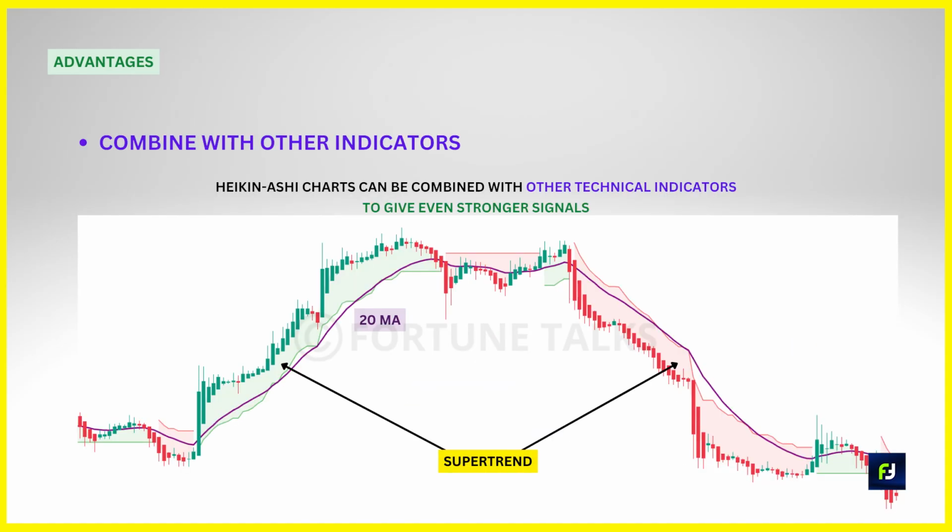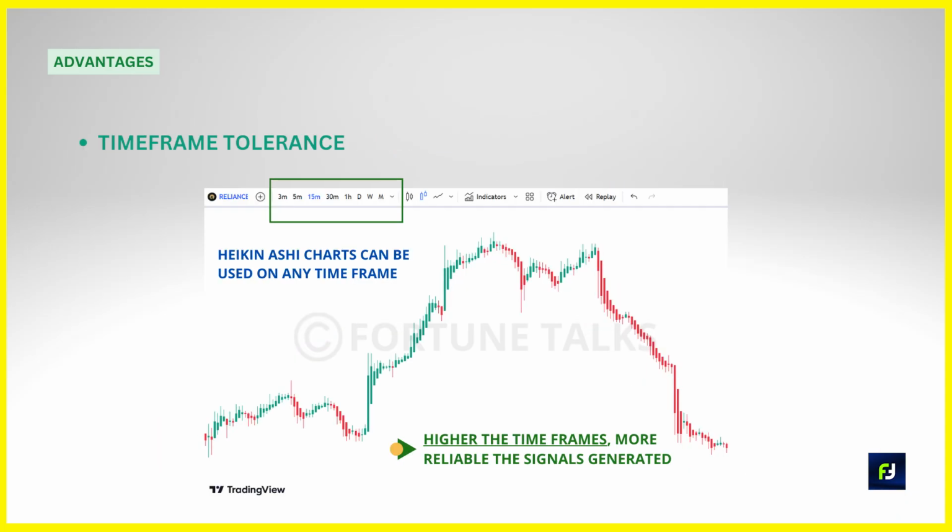Now, another benefit is the ability to combine with other indicators. Just like candlestick charts, Heikin Ashi charts can be combined with other technical indicators to give even stronger signals on the market movement. And the final advantage that I have noticed is time frame tolerance. Heikin Ashi can be used on any time frame from hourly, daily, monthly, etc. So market participants with any trading style can adopt this technique.